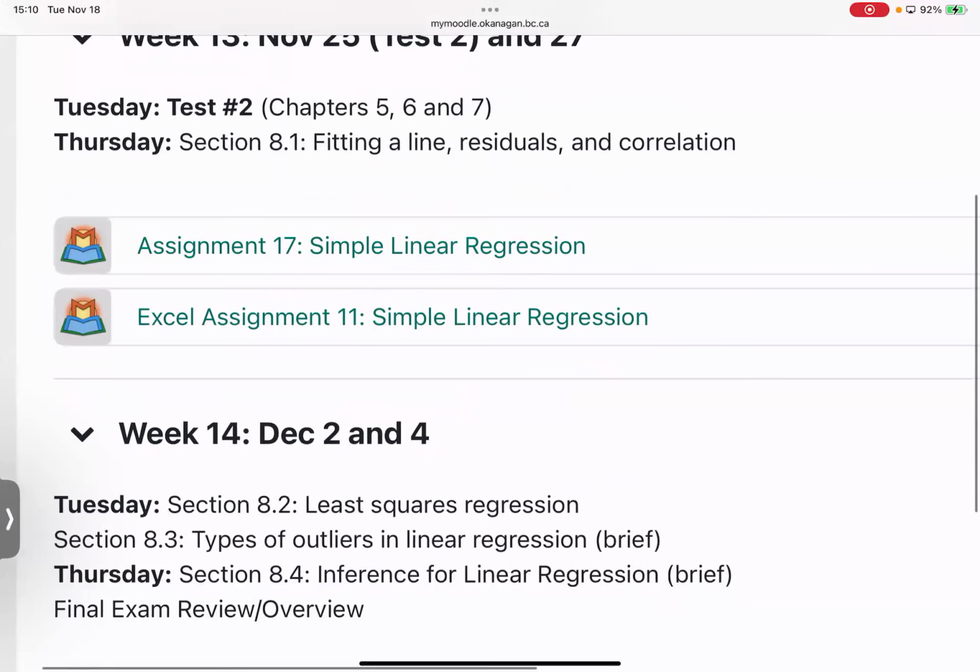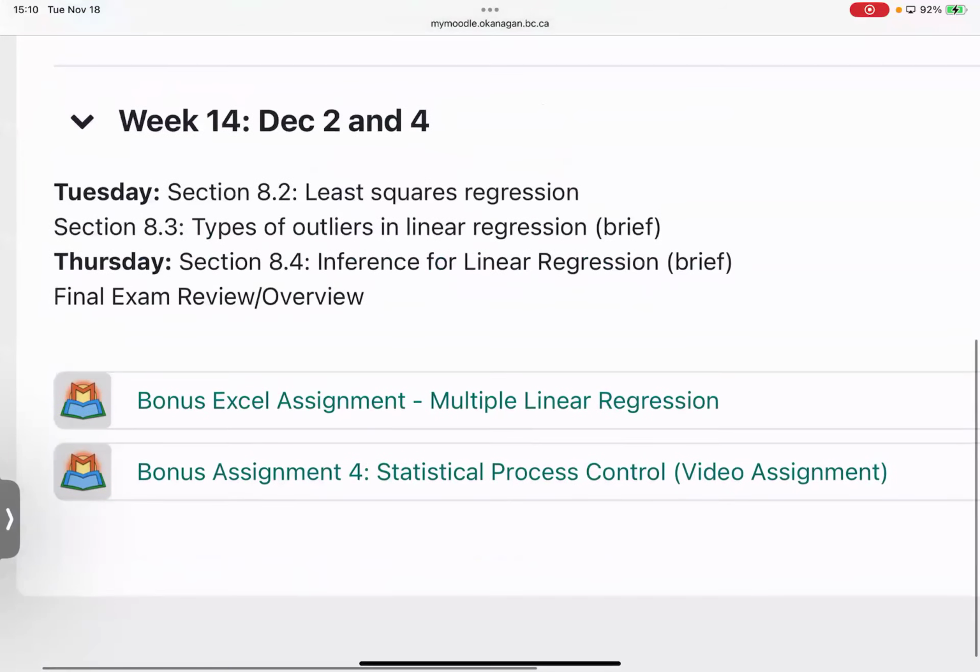Last two real assignments: assignment 17 and Excel assignment 11. And in the final week, I have posted a bonus Excel assignment on multiple linear regression, and a bonus assignment 4 on statistical process controls. Those are both bonuses, but if you do them, they'll replace a lower assignment grade. So if you missed assignments.